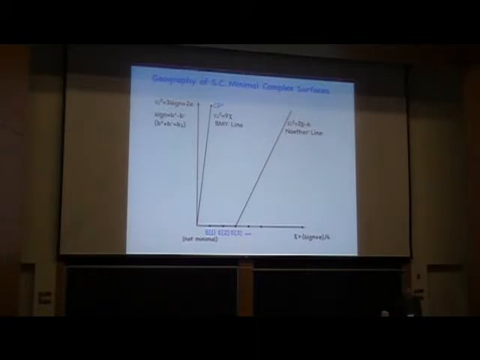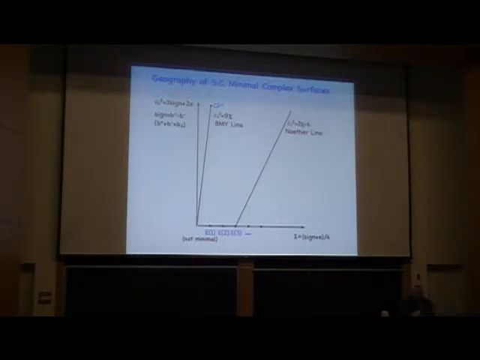Two very important lines that run through this picture are the Bogomolov-Miyaoka-Yau line, which is C1 squared equals 9 times the holomorphic Euler characteristic. And because I said this is the geography of simply connected minimal complex surfaces, the only simply connected complex surface that lies on that line is CP2. There are lots of other surfaces that lie on this line, but they're all ball quotients, so they won't be simply connected.